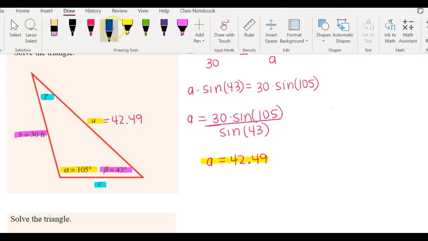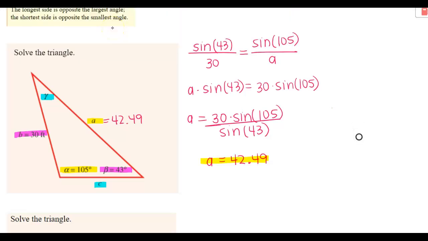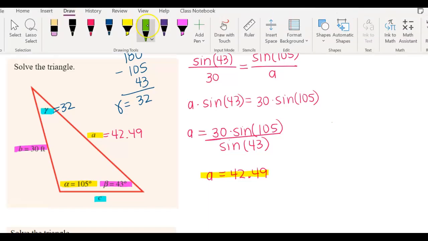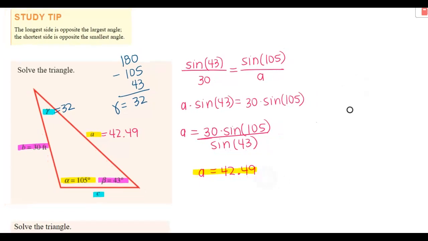So then from here, we still need to find little c and gamma. We can't use the law of sines yet because we don't have one of those. So luckily, we can find what gamma is because we know two angles of the triangle, right? If we know two angles of the triangle, we can always find the third because they should add up to 180. So if we subtract what we know, we should find that gamma is equal to 32.